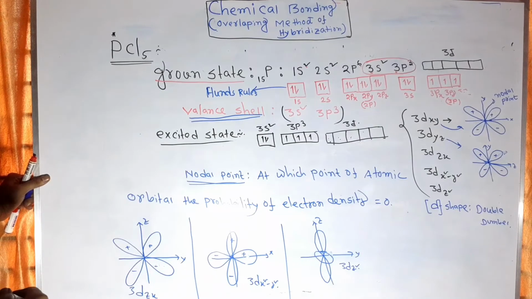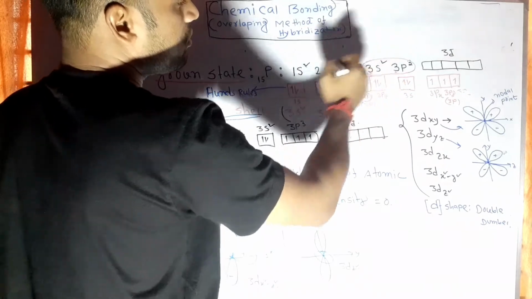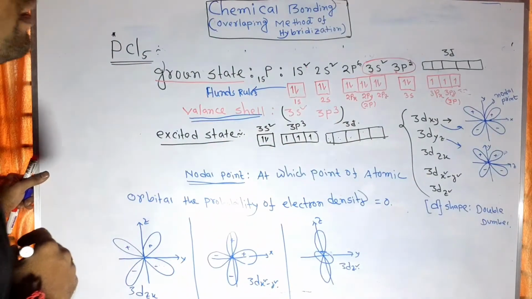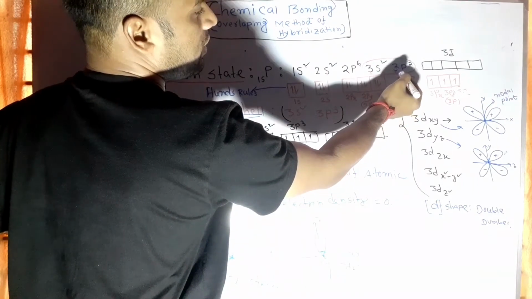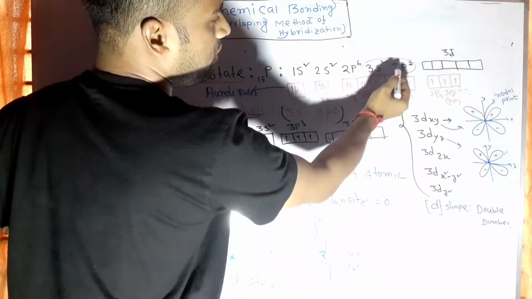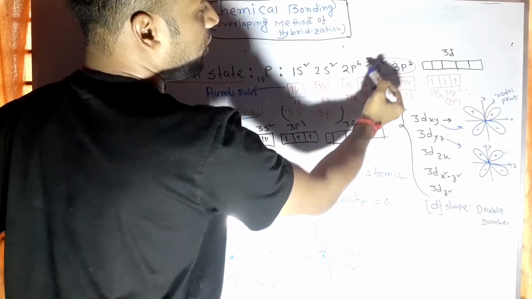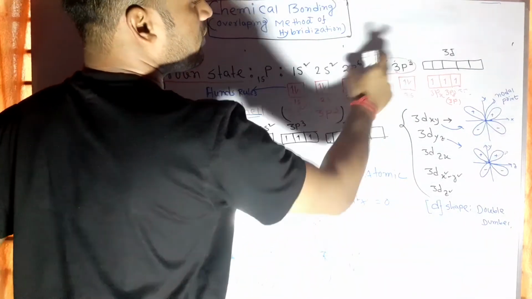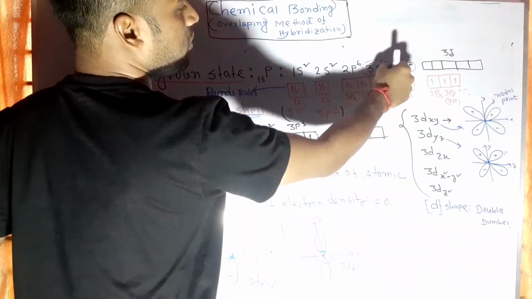The valence shell configuration: what is the valence shell? The outermost subshell of an atom in its electronic configuration is known as the valence shell. Here the outermost subshell is 3p, but you can justify by the principal quantum number. This value is principal quantum number 3, and the previous atomic orbital is also 3. So both are valence shell because they have the same quantum number.